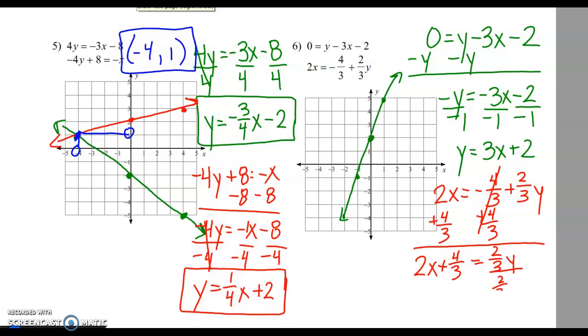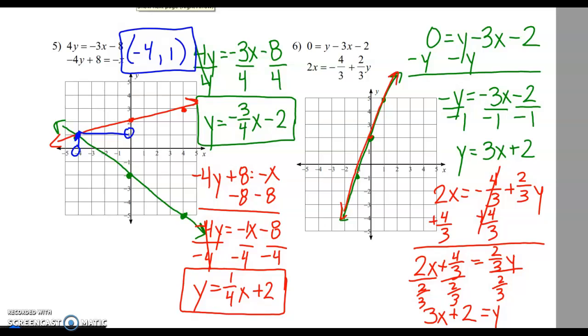To get rid of a multiply by 2/3, we divide everything by 2/3. So 2x divided by 2/3 is 3x. Plus 4/3 divided by 2/3 is 2 equals y. So again, y-intercept is 2, slope is 3. You end up with the exact same line.